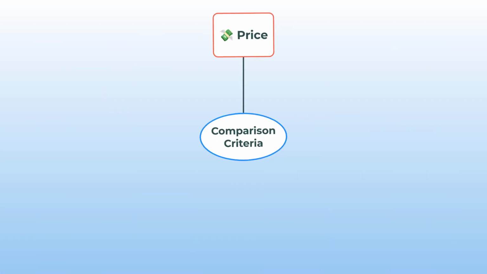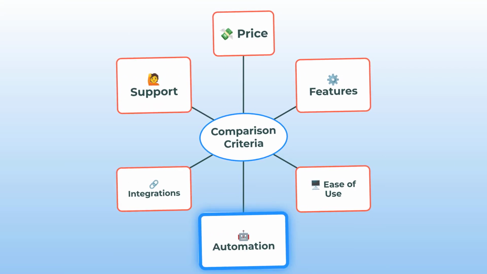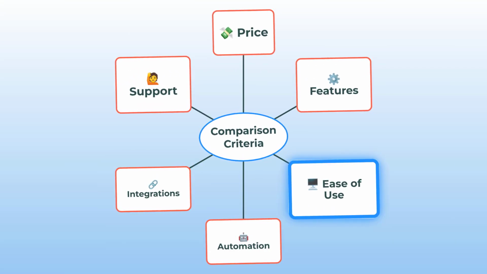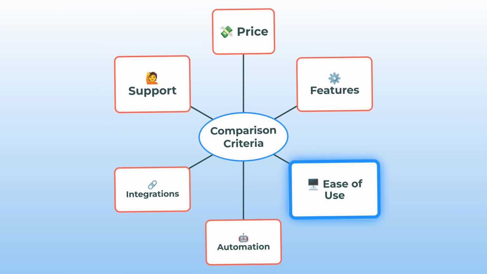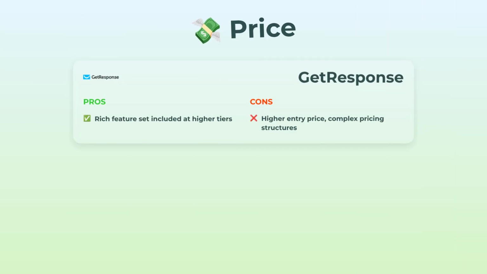Here's a quick visual of what we're covering today. We've got price, features, ease of use, automation tools, integrations, and of course, customer support, all mapped out. Think of this as our cheat sheet to keep things organized as we compare these two. Okay, let's kick things off with price.